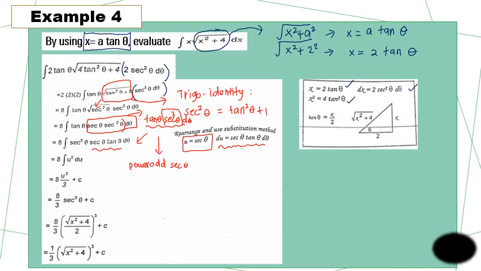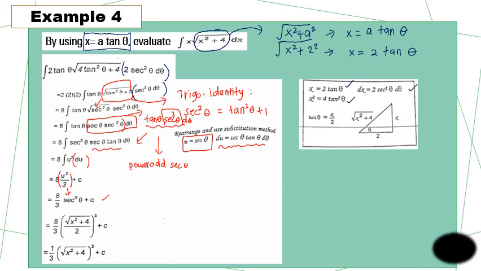Okay, then we substitute the value u into this function. Secant theta, we substitute with u. So u squared times du. Then we can simply integrate this u function with respect to u. So we will have u cubed over 3. So 8 over 3, we substitute back the value of u into this solution. So we have 8 over 3 secant cubed theta plus c, and then the final answer must be in x.